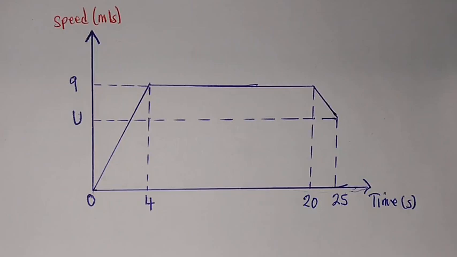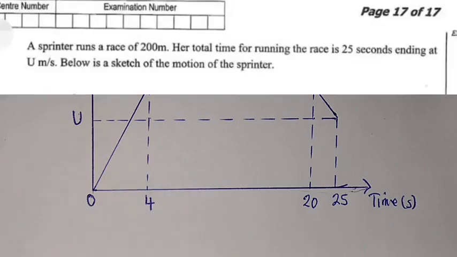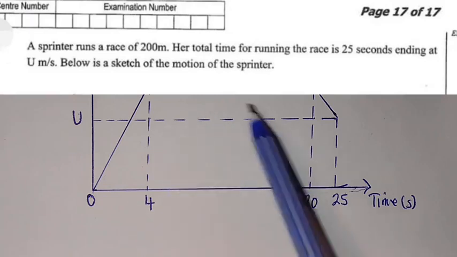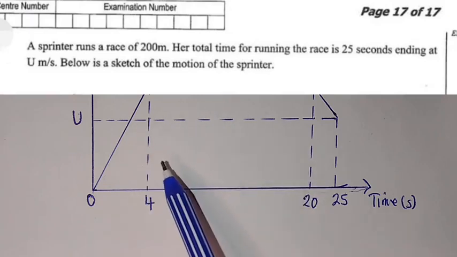So in this presentation, I want us to look at a question that is coming from Travel Graphs. The question reads, a sprinter runs a race of 200 meters. Her total time for running the race is 25 seconds, ending at u meters per second. Below is this sketch, as you can see. So this is the sketch of the motion of the sprinter.